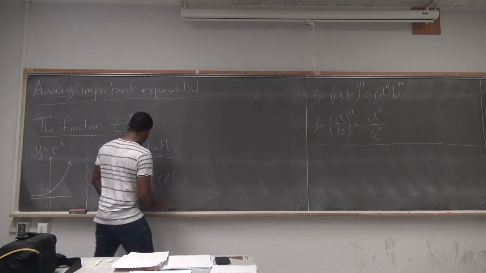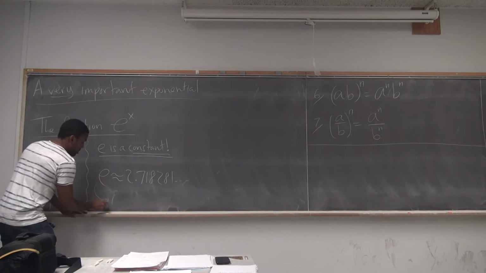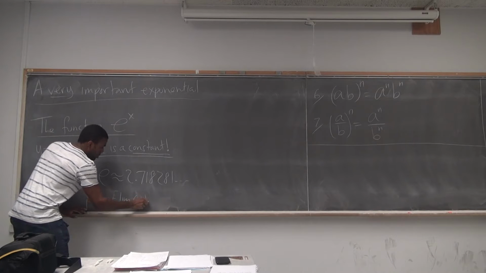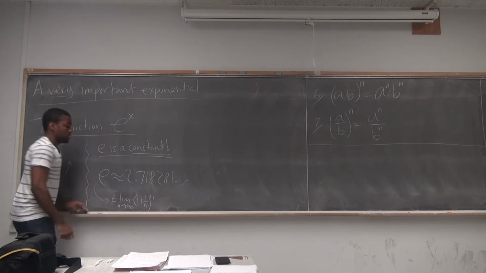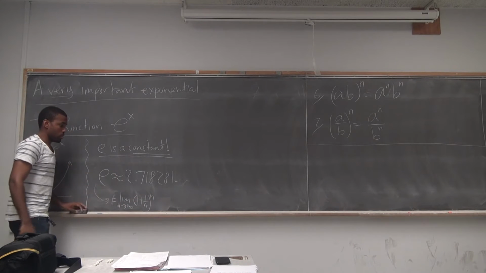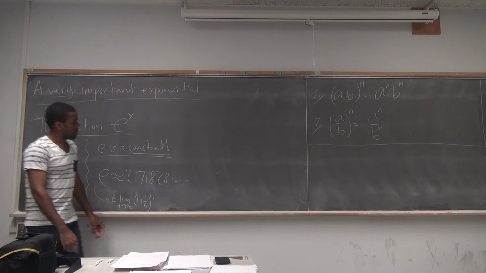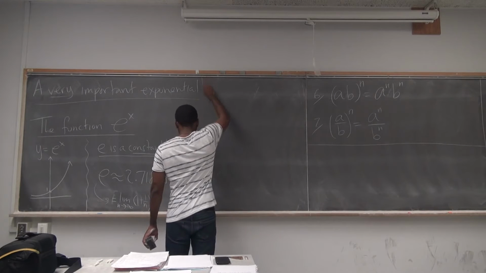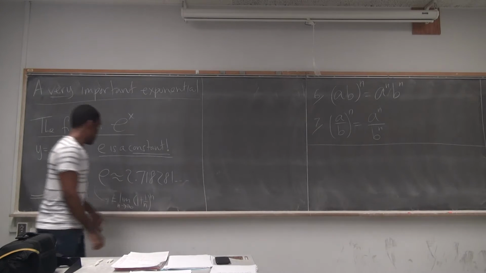It actually equals the limit as n goes to infinity of (1 plus 1 over n) to the n. Don't worry if you don't know what that means yet. We will know what that means in chapter 3, or chapter 2. I think we do limits in chapter 2. So e is the value of this limit.